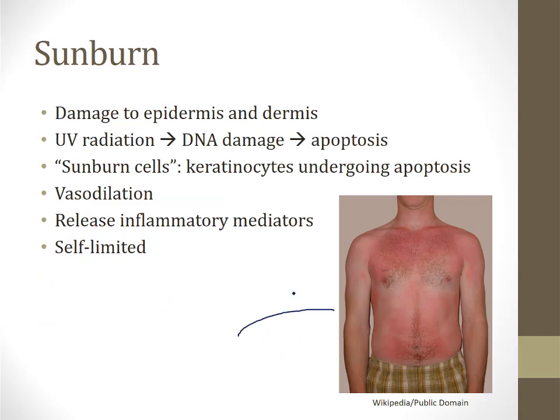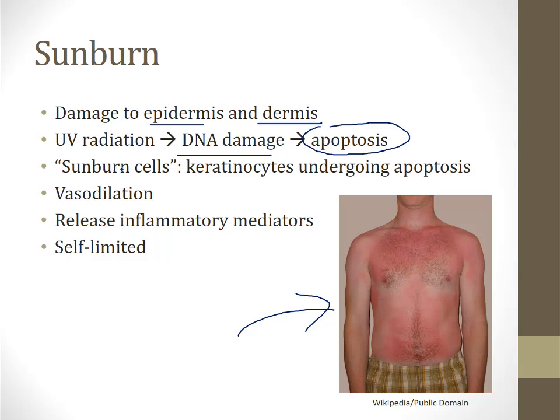This is a picture of a man with sunburn on his chest shown on the screen here. Many of you have probably experienced this in your own lives. In sunburn, there's damage to both the epidermis and the dermis. The UV radiation causes DNA damage, and this leads to apoptosis of skin cells followed by inflammation.